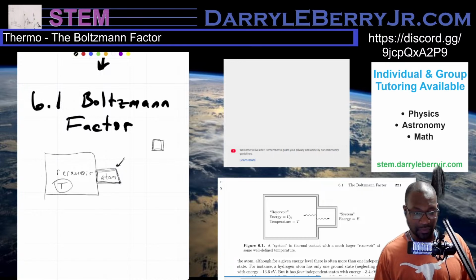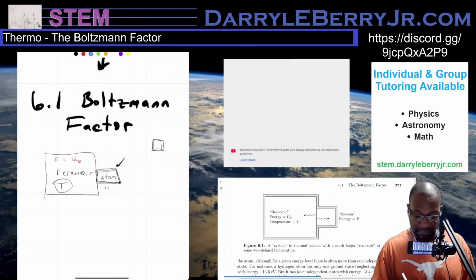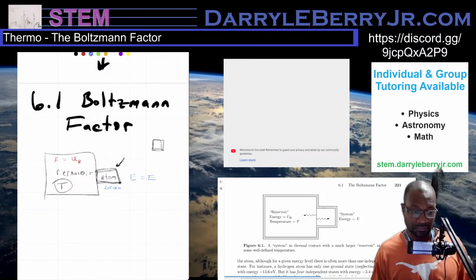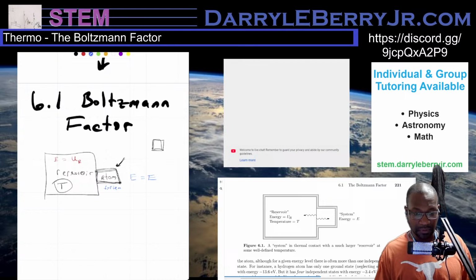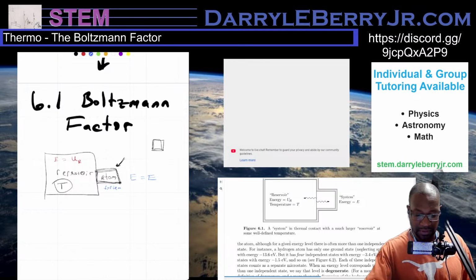So that's pretty much what I drew there. A reservoir has energy equal to the energy of the reservoir and temperature equal to T, and the system has energy just equal to E. And notice that the reservoir is at a defined temperature, not the system. And these two components can exchange energy.